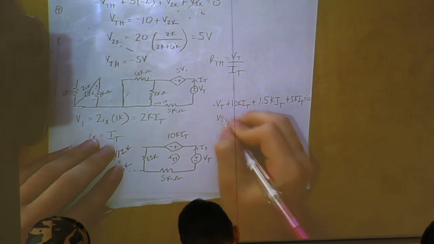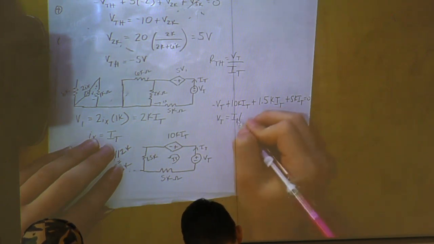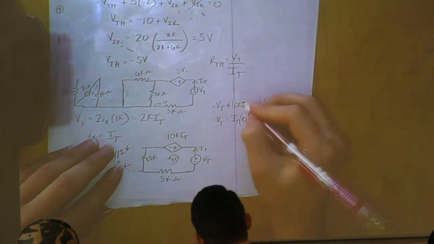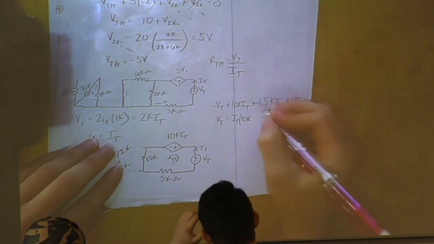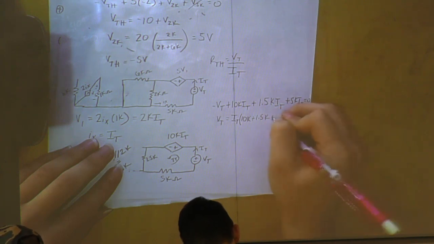We can set VT equal to, pull out our IT. We'll have 10K plus 1.5K plus 5K.